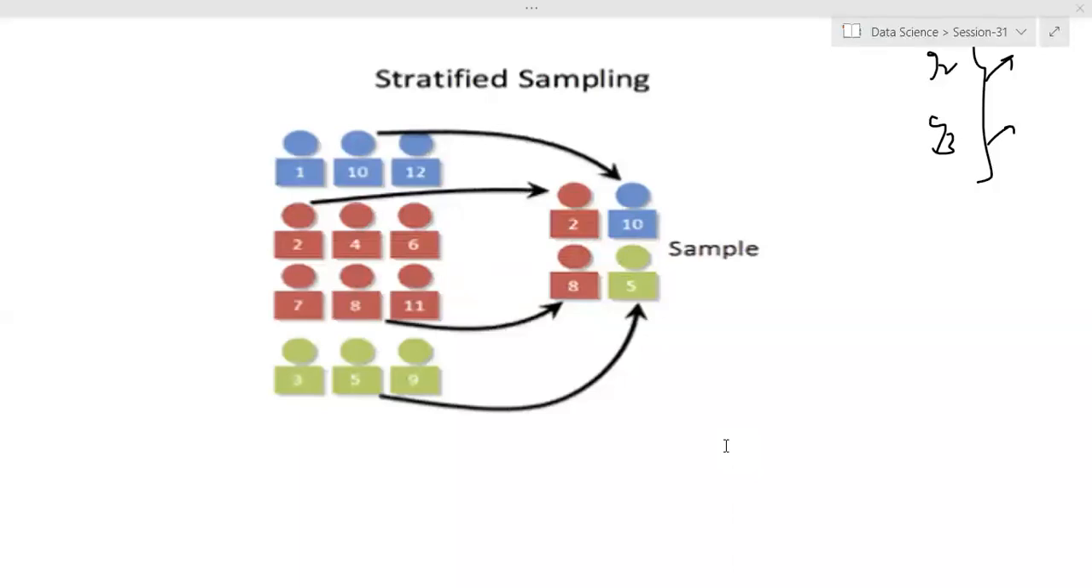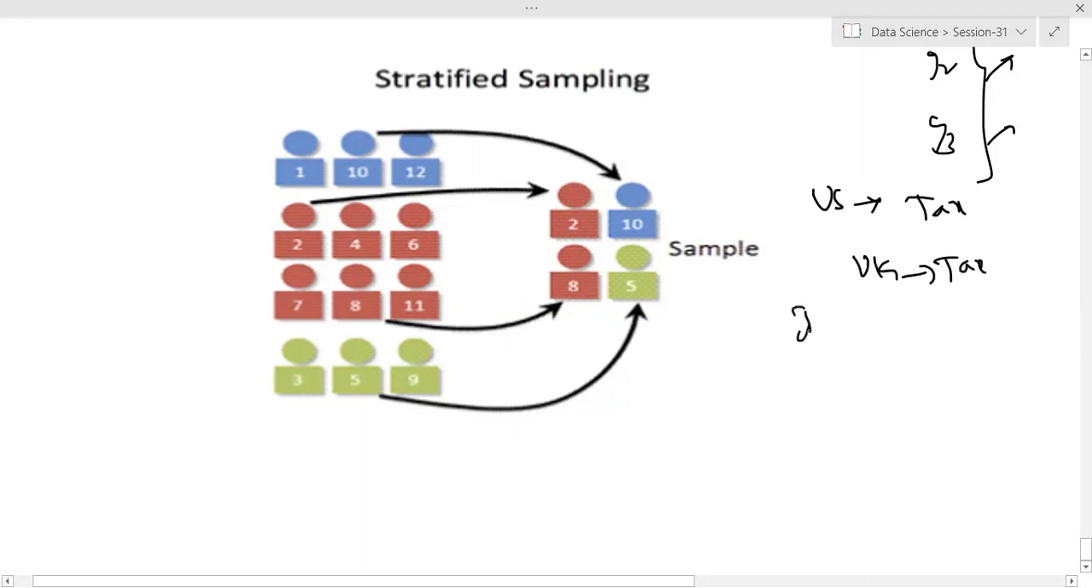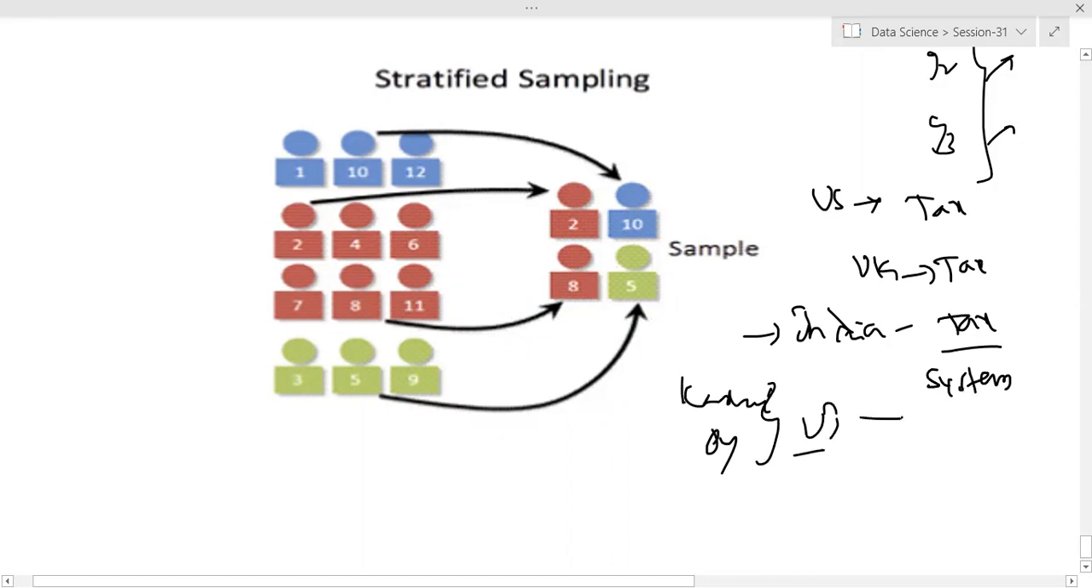Suppose I'm having some study, like some countries, whatever the tax system. So in the US, what is the tax system? And in the UK, what is the tax system? And in India, what is the tax system? If I want to study, maybe in India also, in Kashmir and in Pondicherry, like Union Territories, I want to study the tax rates, because they're all under the Union Territory or the central government notation.